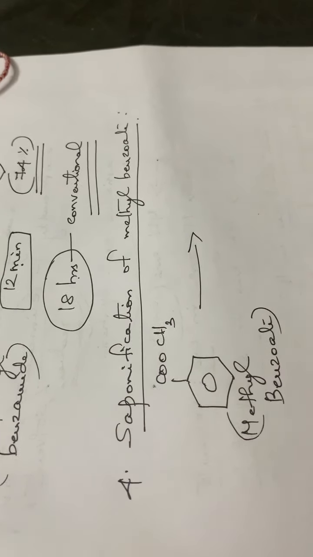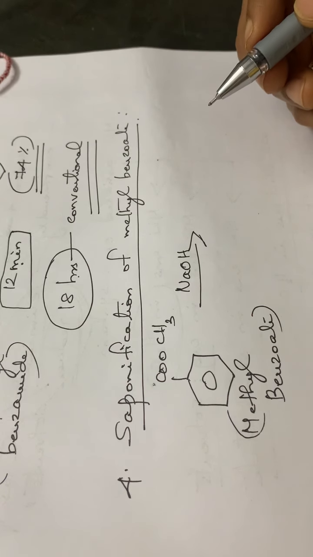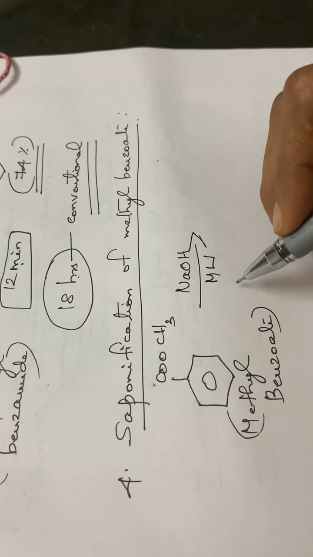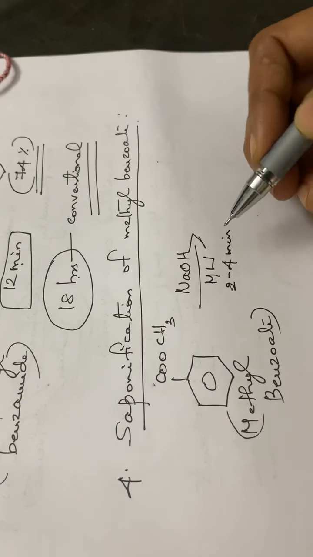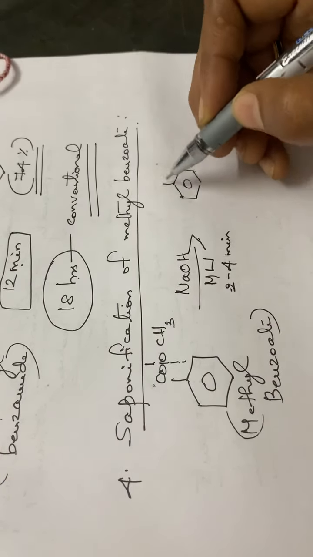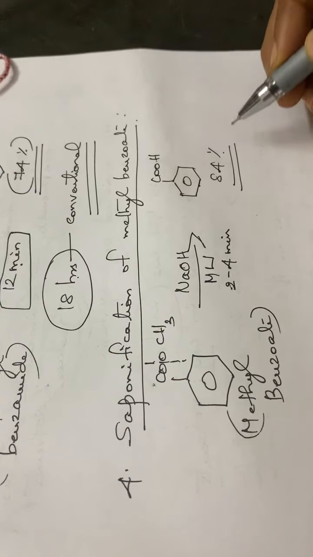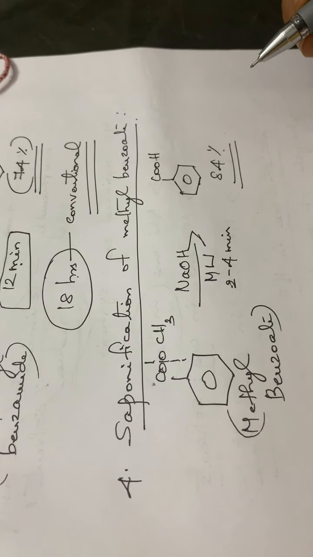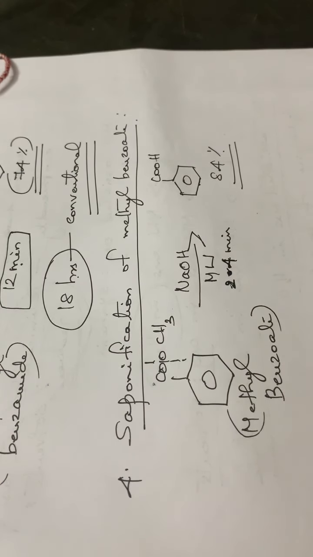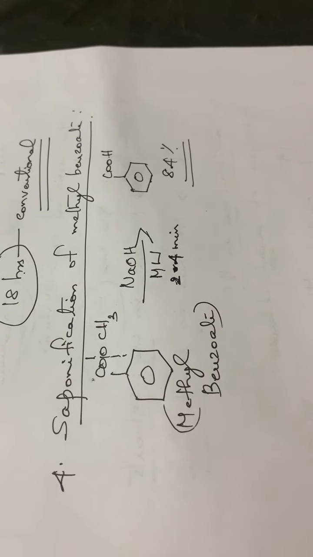This is methyl benzoate. Here saponification takes place in the presence of sodium hydroxide. Normally saponification is done in the presence of an alkali, so a strong alkali, sodium hydroxide, is used, and we are using microwave assisted synthesis. The time taken is about 2 to 4 minutes. The bond will be broken and the product will be C6H5COOH, benzoic acid, and the yield is about 84% using microwave assisted saponification.